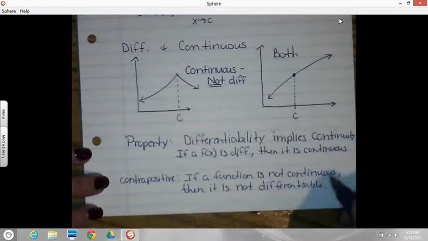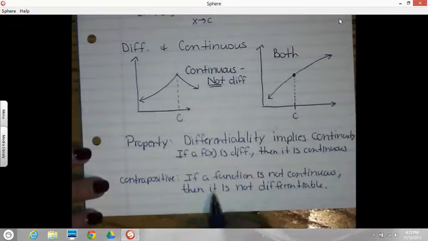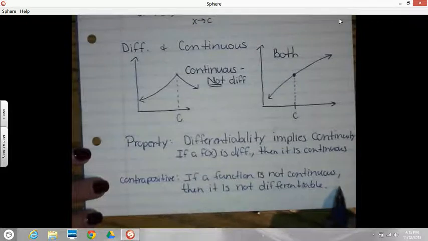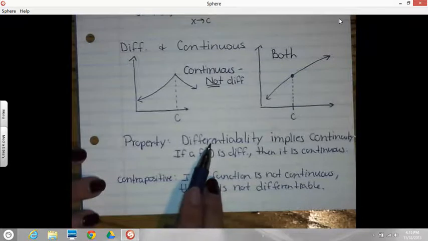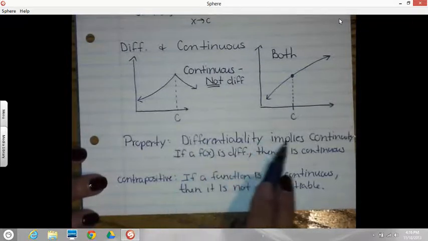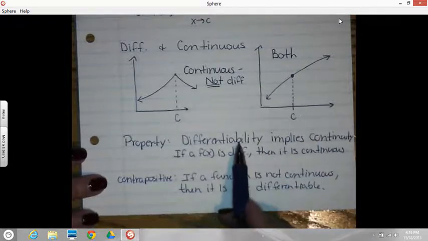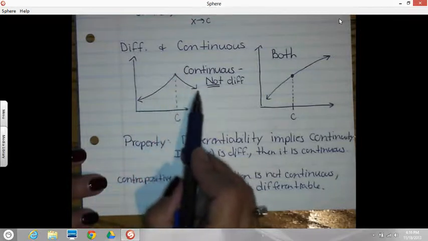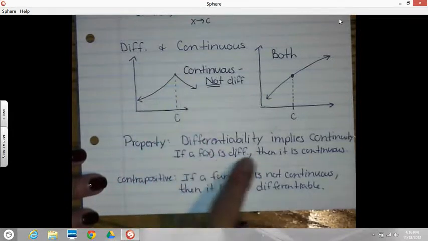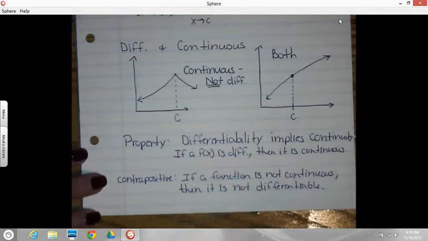And all of these are at a specific x value. So if a function is not continuous at x equals c, then it is not differentiable at x equals c. So both of these statements are true. But remember, this is one-way only. Differentiability implies continuity. If I flip that around, if it's continuous, is it differentiable? No. Take a look at this graph here. This is definitely continuous, but it's not differentiable. So this is a one-way if-then. If differentiable, then continuous. Or the contrapositive works.